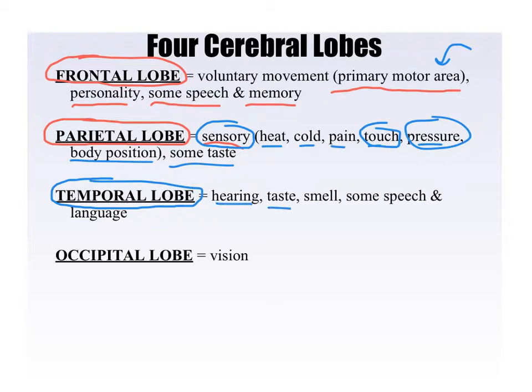Now you got the temporal lobe located on the side, kind of where your temple is. Hearing, taste, smell, and some speech and language in the temporal lobe. And easiest one for sure is the occipital lobe, located in the posterior region of the brain, of the cerebrum, and that is what is involved in vision.